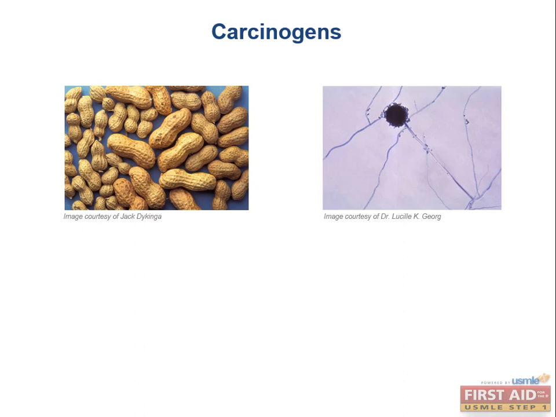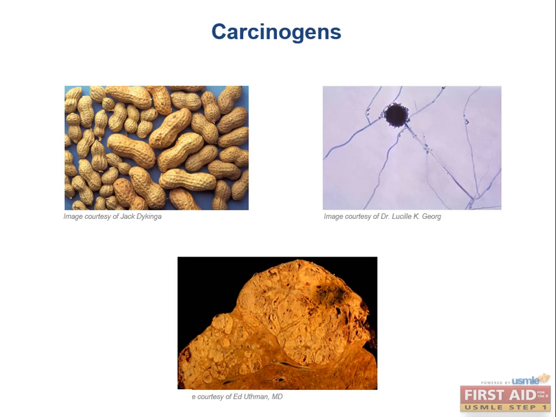Aflatoxin B. And what type of cancer does it cause? Hepatocellular carcinoma of the liver. Good.